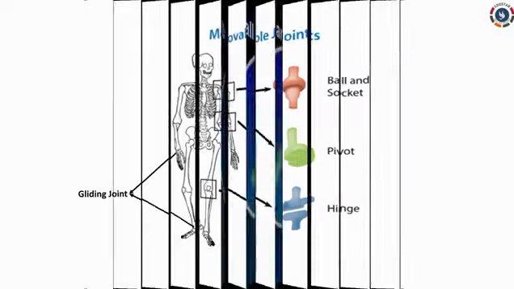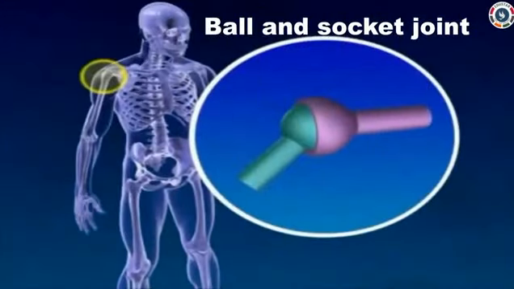Children, let me explain about the ball and socket joint. This type of joint allows maximum movement. The shoulder joint and hip joint are examples of ball and socket joint. In this type of joint, the ball-shaped end of one bone fits into the cup-shaped socket of the other bone. You can see that in the picture.